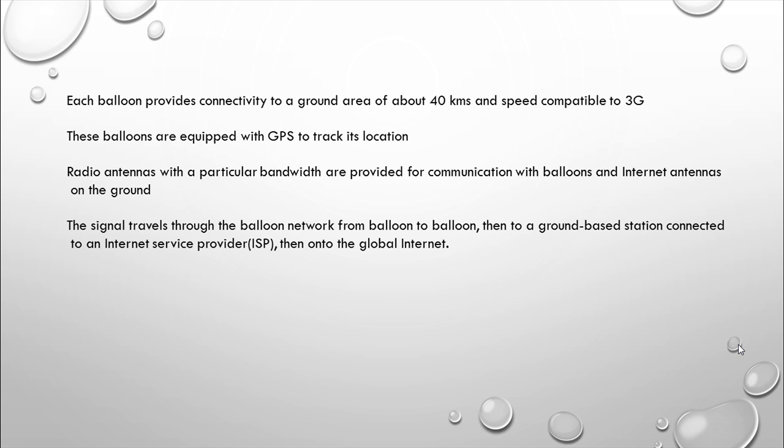Radio antennas with a particular bandwidth are provided for communication. Here, the communication is done between the balloons and the internet antennas on the ground. These signals from balloons travel through the balloon network, that is, the group of balloons forms a balloon network. And this network goes from balloon to balloon, then to the ground base station connected to the internet service provider, and then onto the global internet.